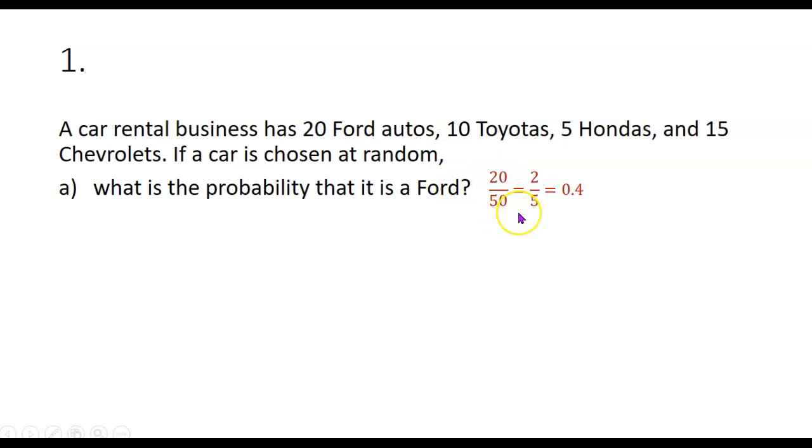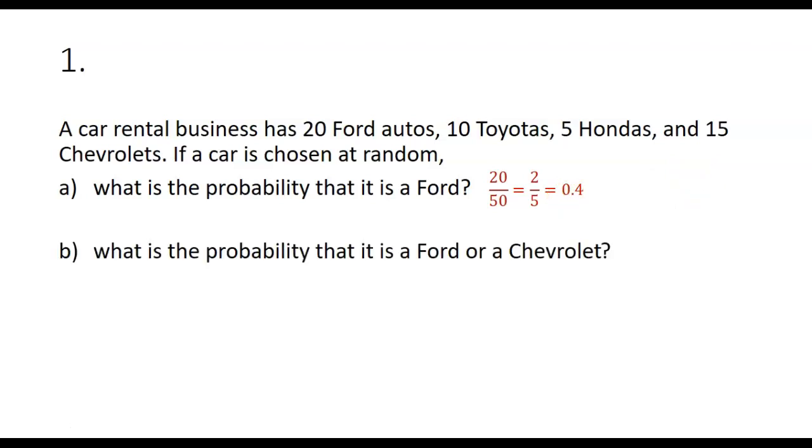Now you can either write it as a fraction, and in lowest terms it would be 2/5, or you can write it as a decimal. If you do 20 divided by 50 or 2 divided by 5 in decimal form, that would be 0.4.